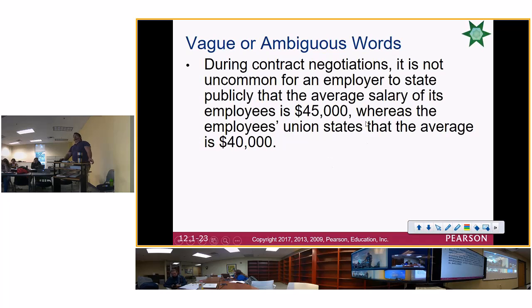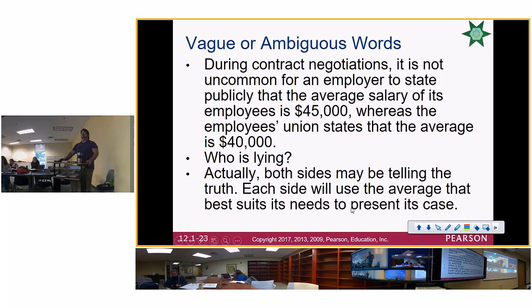During contract negotiations, it is not uncommon for an employer to state publicly that the average salary of its employees is $45,000, whereas the employees' union states that the average is $40,000. Who is lying? Both sides may be telling the truth. Each side will use the average that best suits its needs.